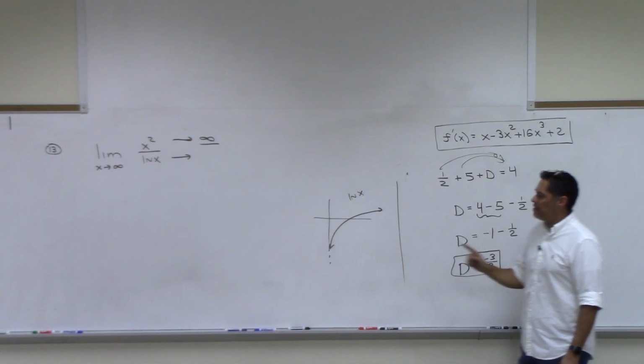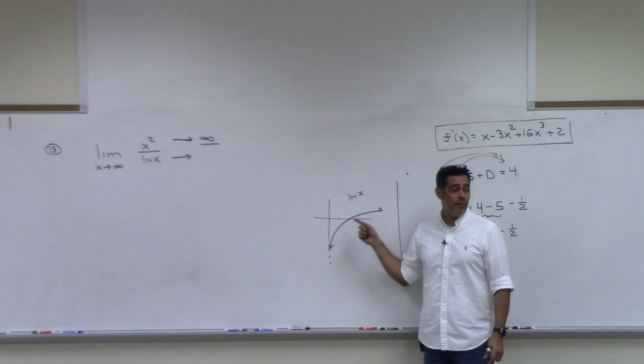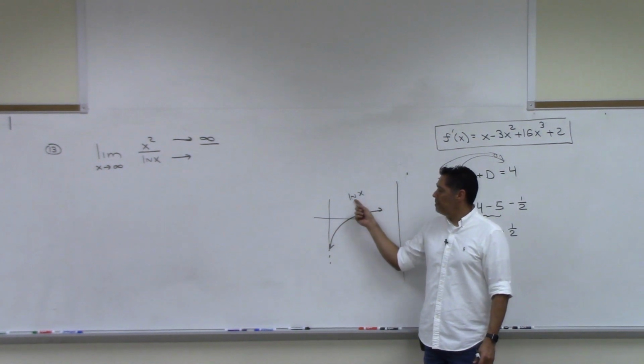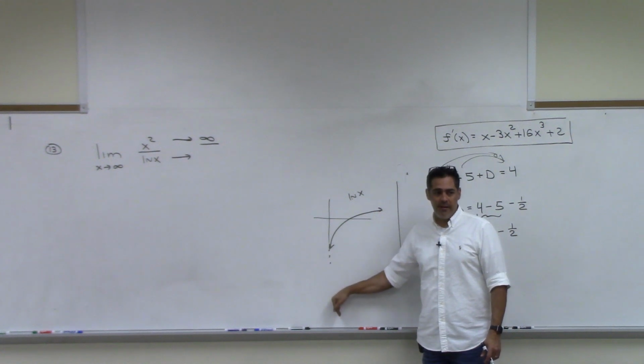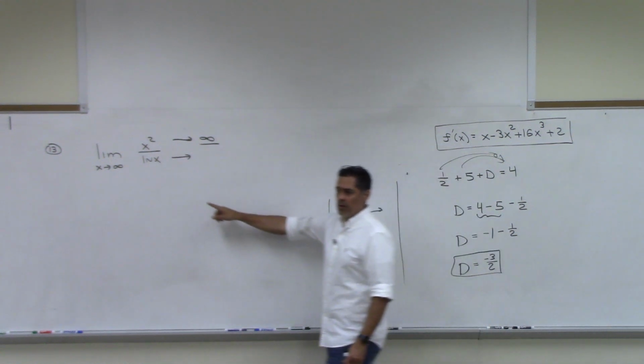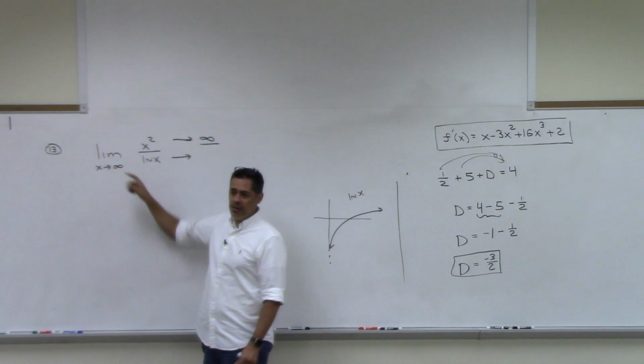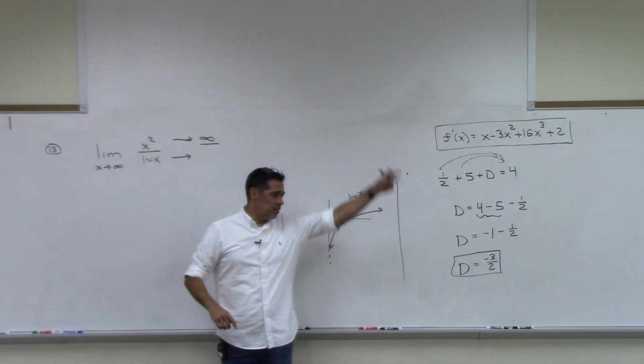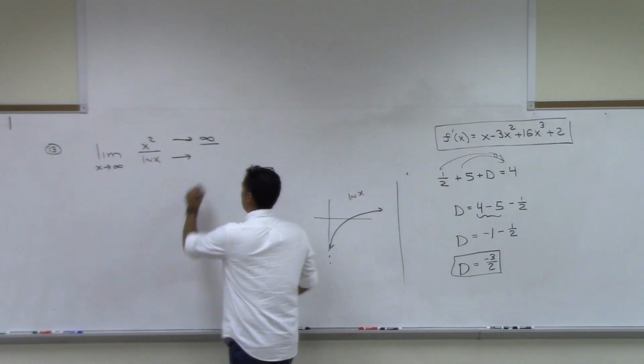That's different than asking what's the limit as x goes to 0 from the right. If x goes to 0 from the right, it actually drops down to negative infinity, right? So you have to pay attention to what you're approaching here. We're approaching infinity, going out that way. That means the graph goes up. So the bottom goes to infinity as well.